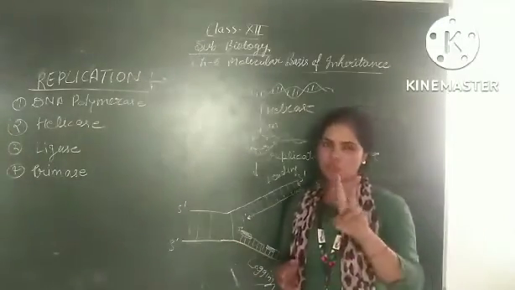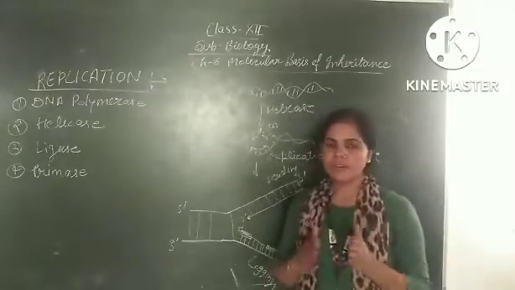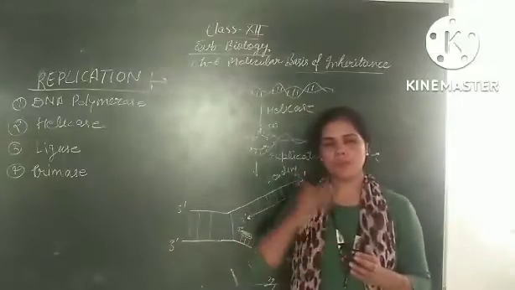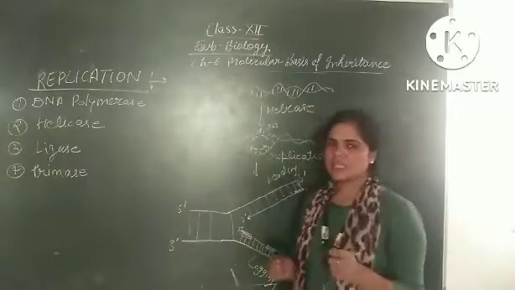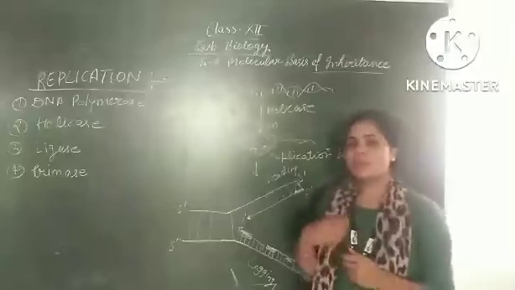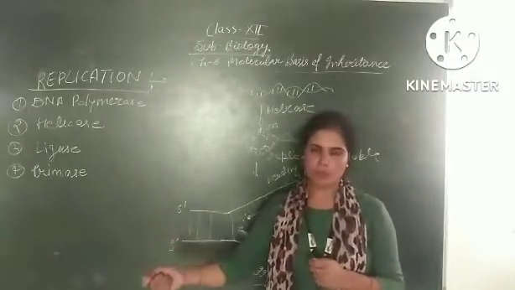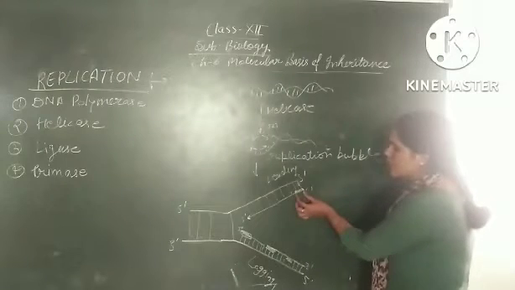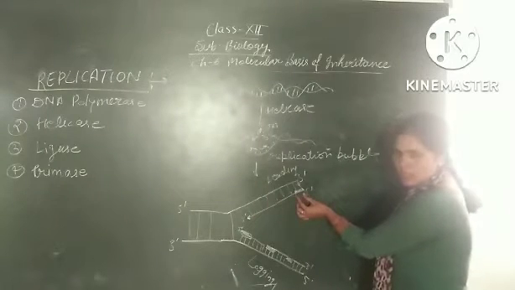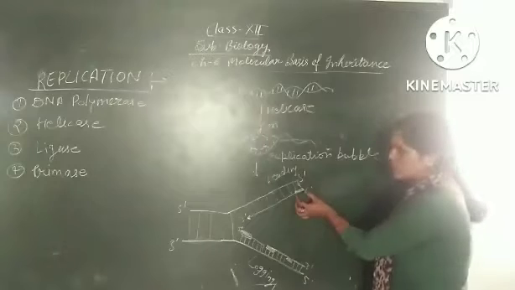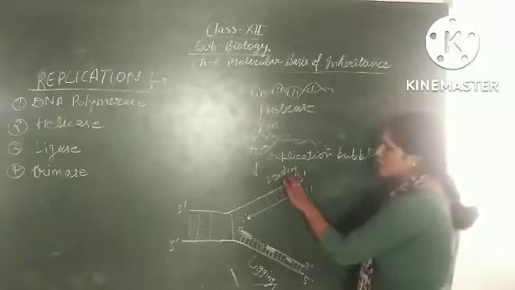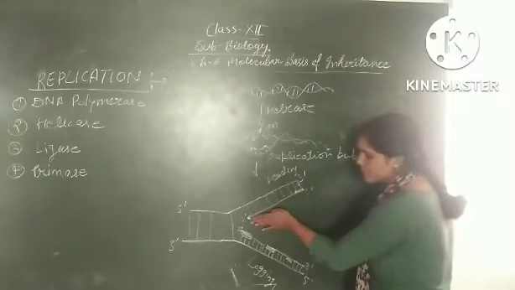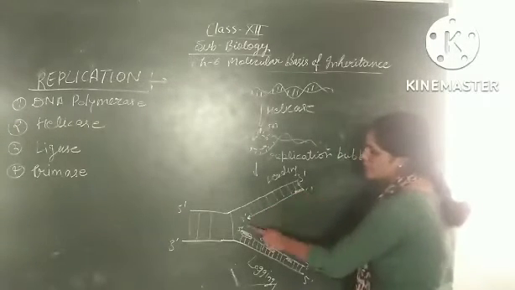DNA polymerase has two drawbacks. First, DNA polymerase always forms a new strand in 5 prime to 3 prime polarity. And the second thing is, it needs a primer before starting the polymerization. A small strand of RNA, called the primer, attaches to the DNA strand with the help of primase. After attaching, DNA polymerase comes and attaches on this strand and helps to make a new DNA strand easily. So 5 prime to 3 prime.